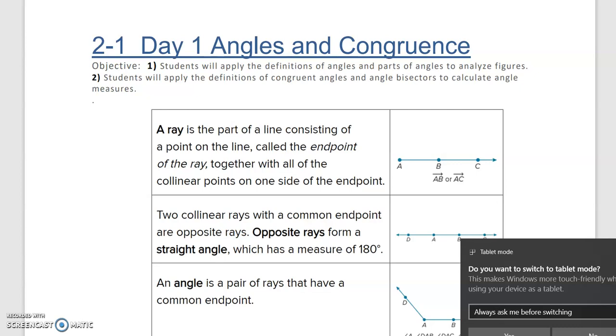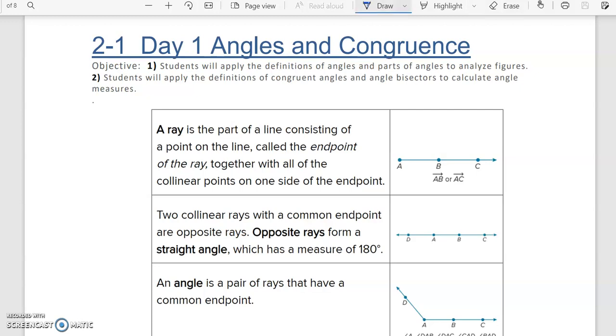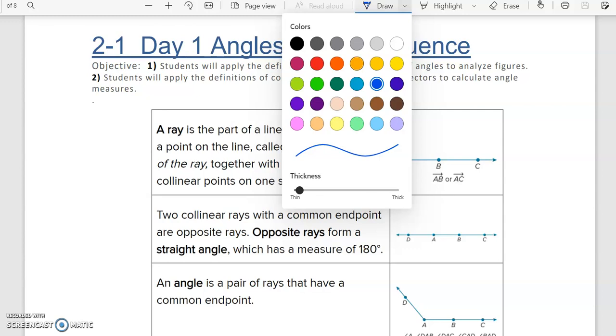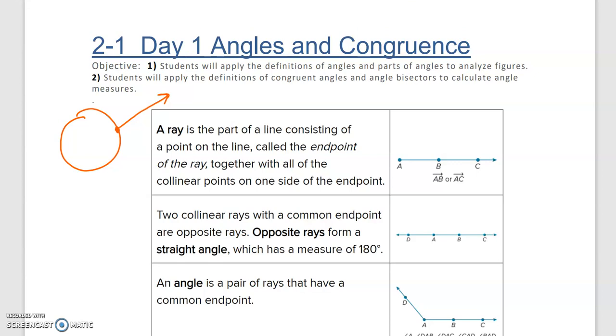In this lesson, we are going to take a look at 2.1 Day 2 and how we name angles and then some relationships with angles. So the first part we need to talk about is a ray, because an angle is actually made up of two rays. A ray just has an endpoint, kind of like the sun's ray has an endpoint and then it goes on forever in one direction.